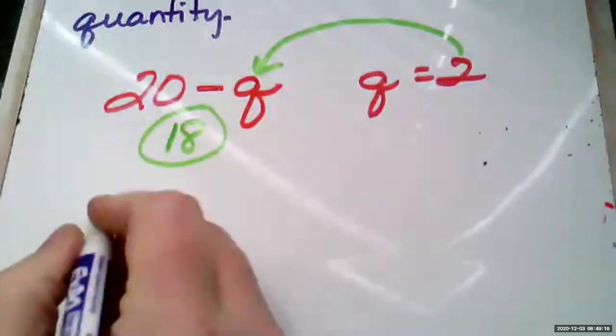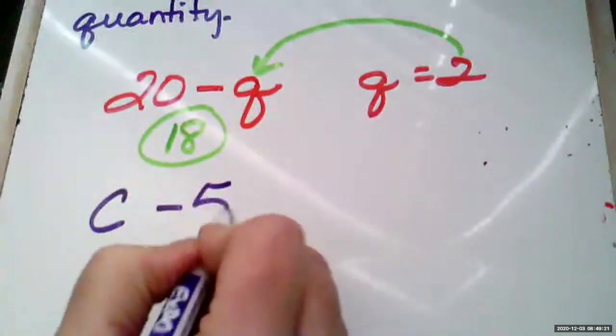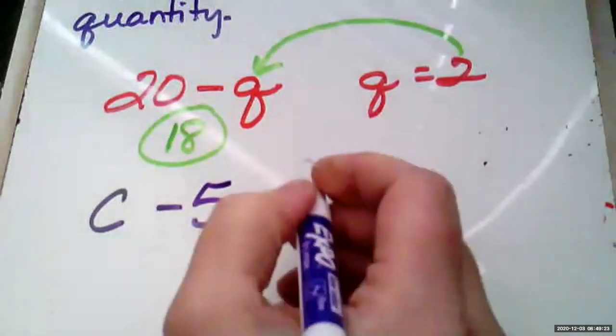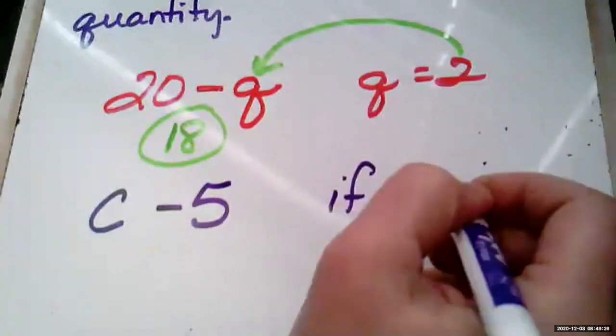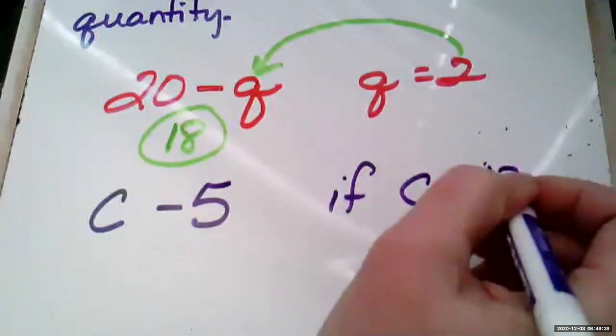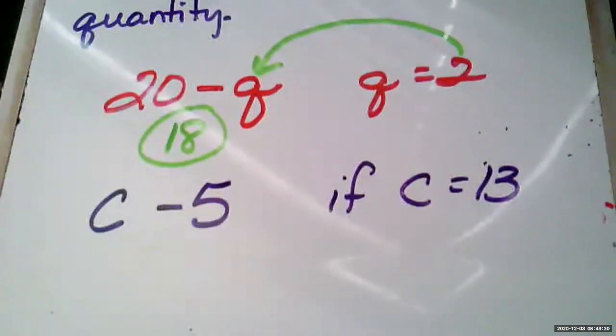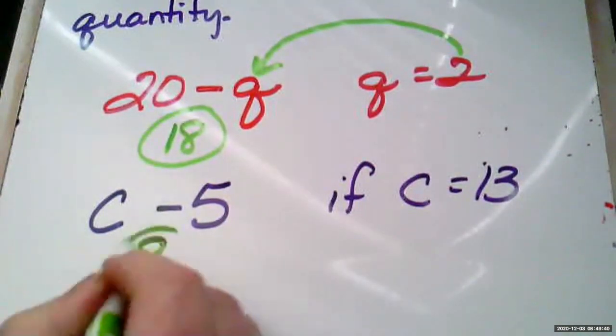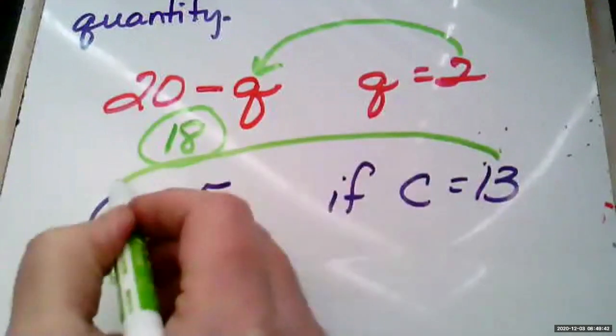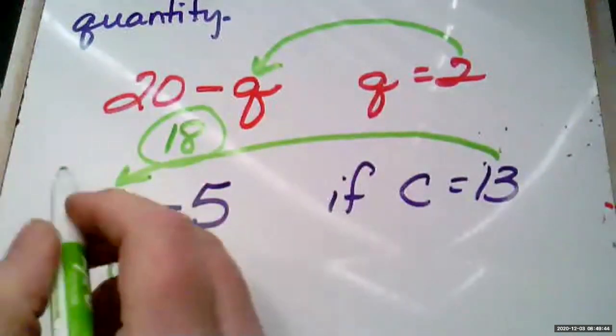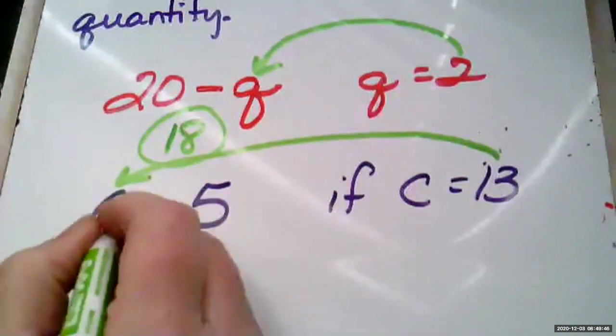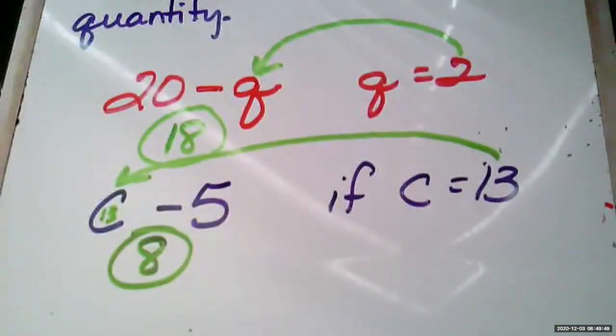Let's start with the problem. Here we go. C minus 5 if C equals 13. All right, what would it be? Yes, final answer, of course, is 8. Good, because you're just replacing that variable with a number. So 13 minus 5.